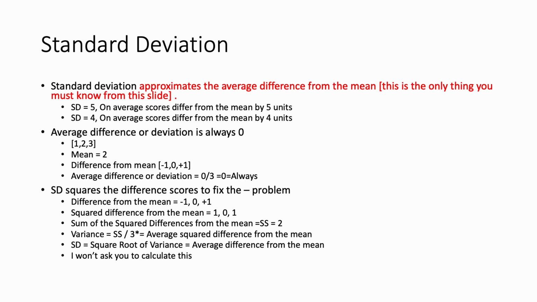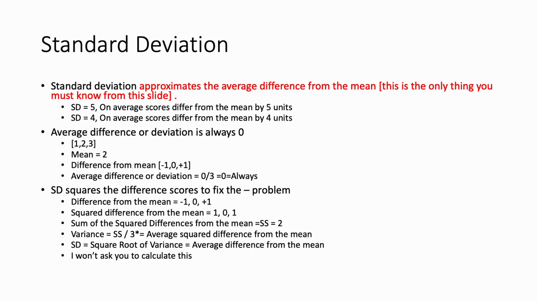Now, on average, my scores differ from the mean by 5 squared units. What? That doesn't make sense to a human being. So we take the square root of variance to get standard deviation, and that equals an approximation of the average difference from the mean. I won't ask you to calculate that.